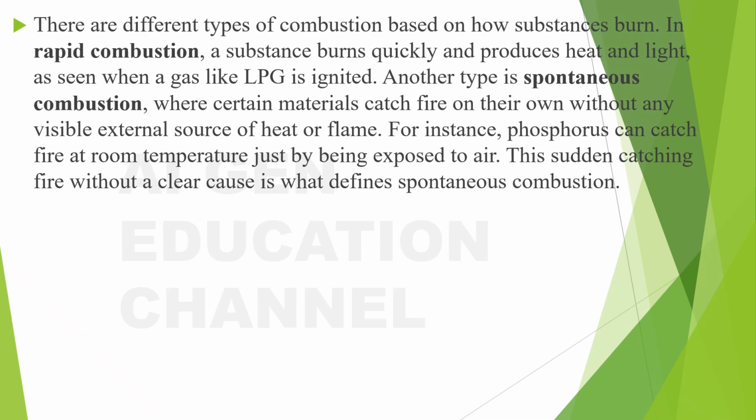There are different types of combustion based on how substances burn. In rapid combustion, a substance burns quickly and produces heat and light, as seen when a gas like LPG is ignited. Another type is spontaneous combustion, where certain materials catch fire on their own without any visible external source of heat or flame. For instance, phosphorus can catch fire at room temperature just by being exposed to air. The sudden catching of fire without a clear cause is what defines spontaneous combustion.